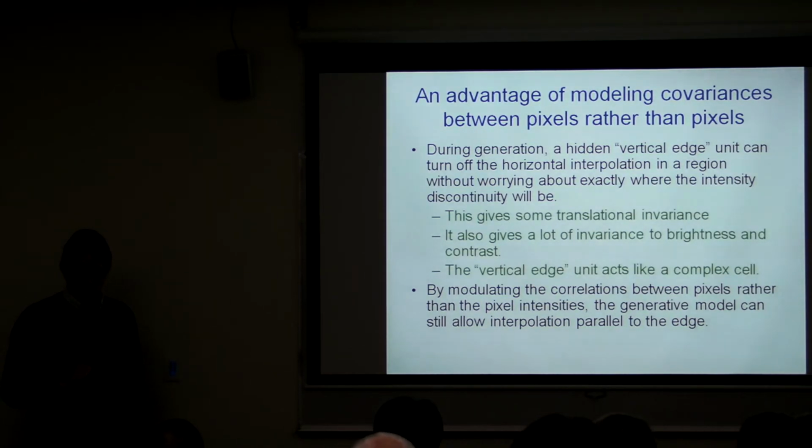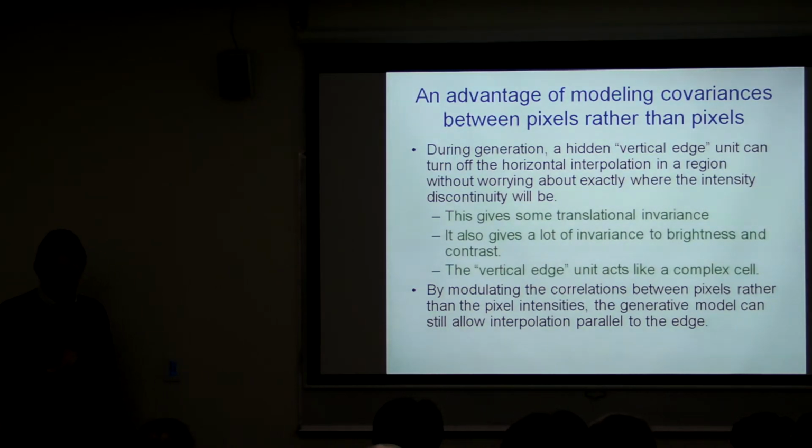They all have one thing in common, which is a vertical edge says you shouldn't interpolate horizontally. Whatever it is you're interpolating, don't do it horizontally. You can do it vertically along the edge, but you mustn't do it horizontally. This, if it's a vertical occluding edge, is the cleanest case. So what we're going to do is try and have these hidden units that model how you interpolate. That is, they model weights between pixels.